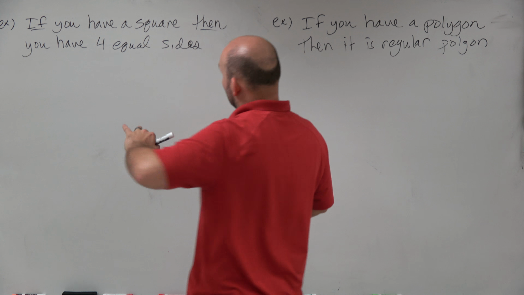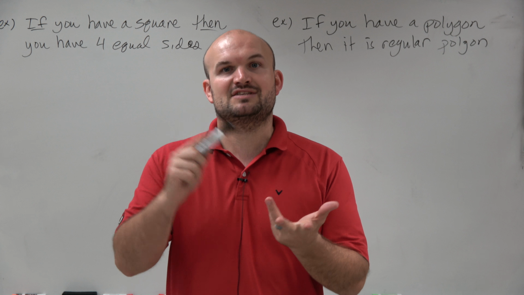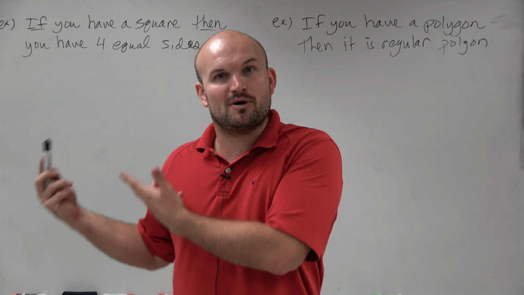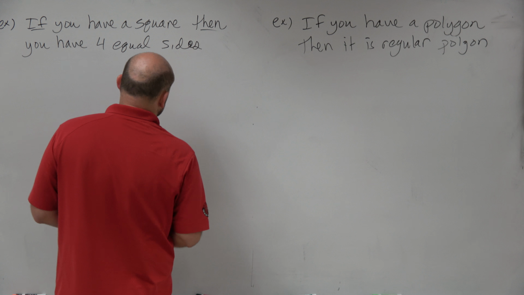So if you have a square, then you have 4 sides. Well, we know that the definition of a square is 4 equal sides, 4 right angles. So that looks like that's part of the definition of a square. So of course, I can say that that is going to be true.